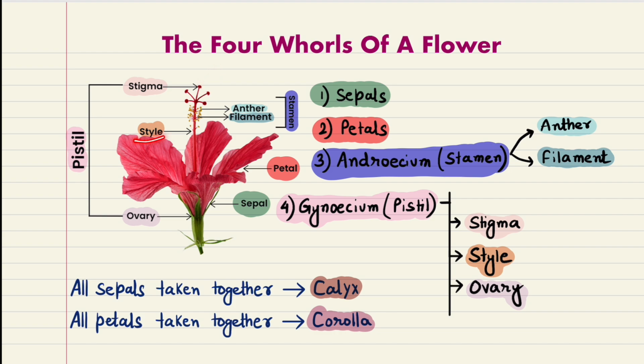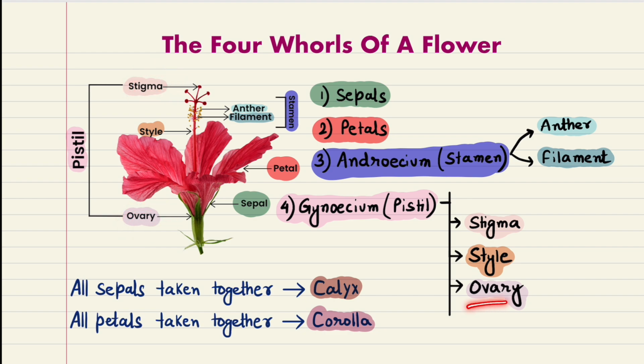Then comes style. Now, if the pollen grains are of the same nature, that is to say of the same flower, then the germination of the pollen grain will take place, and as a result, the pollen tube will slowly come down through the style. Style is the second structure of the pistil, and this connects the stigma and the ovary.